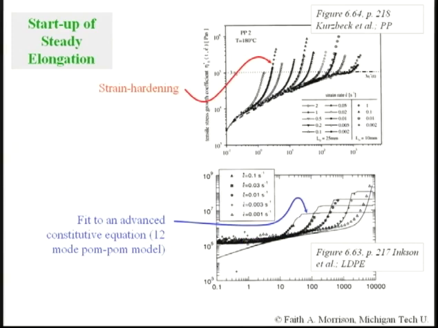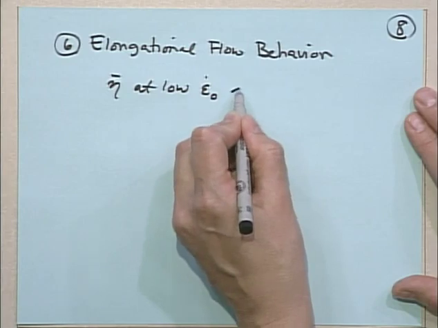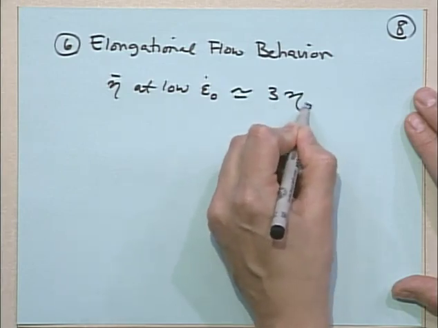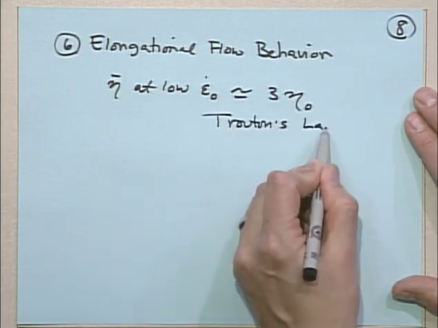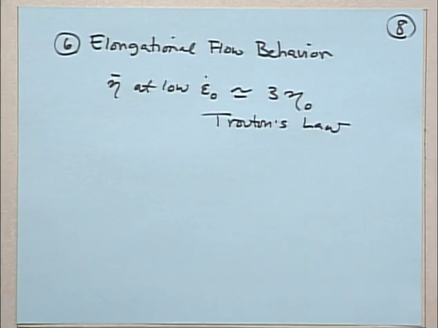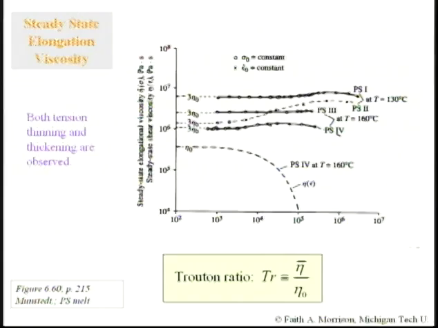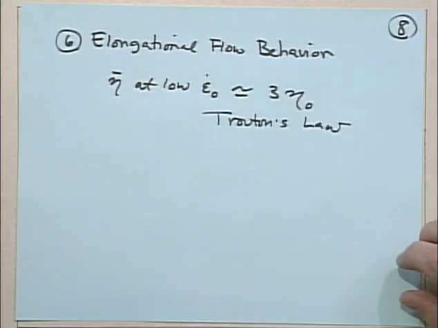So the part about this that I'd like you to remember is that elongational viscosity at low rates is usually equal to 3 times the low rate shear viscosity. And that's Trouton's law. And that's what we were seeing here. So at sufficiently low rates where nothing too exotic is happening and you are able to get to steady state, the plateau that it plateaus out to is equal to 3 times the shear viscosity.